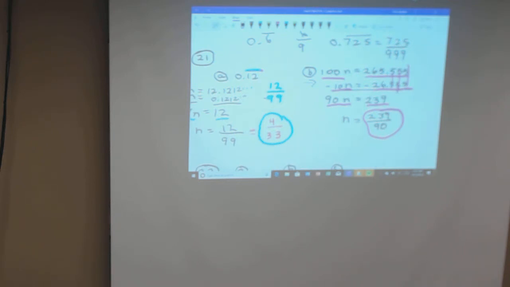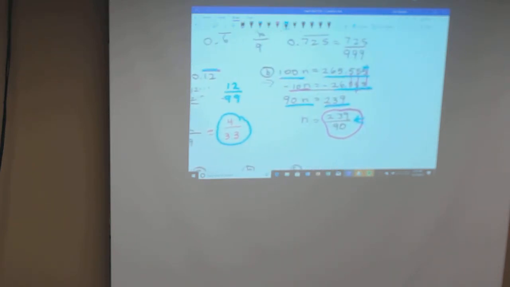.65555. The 5 keeps repeating, but since it was 2.6, I want to get rid of those decimal places, so I just used 100 times that number and got 265.5555, and then I took 10 times that number to get 26.555. See, that way my 5s are going to cancel out, and it's going to leave me with 239 equals 100 minus 10 is 90n. So n is 239 over 90.